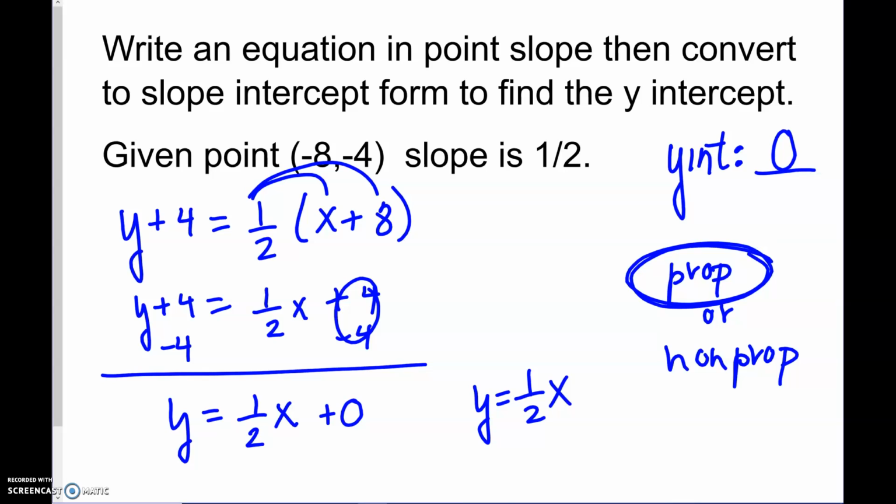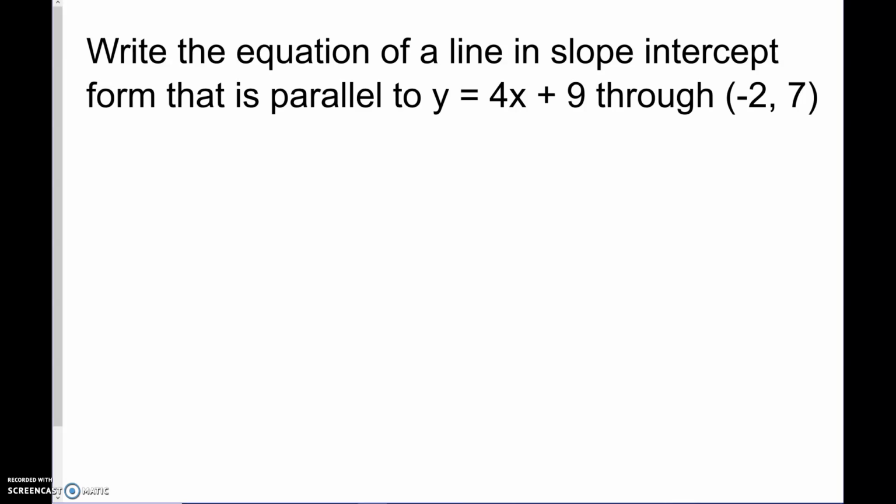All right, 2 problems left. So write an equation of a line in slope-intercept form that's parallel to this equation through the point. Okay, so I'm going to first of all write my equation in point-slope form. So point-slope is going to be y. Now, what number am I going to use? The 4, the 9, the -2, or the 7? I'm going to use the 7.